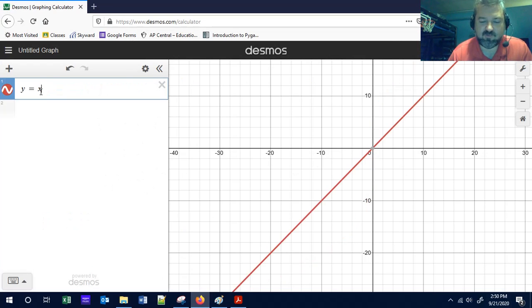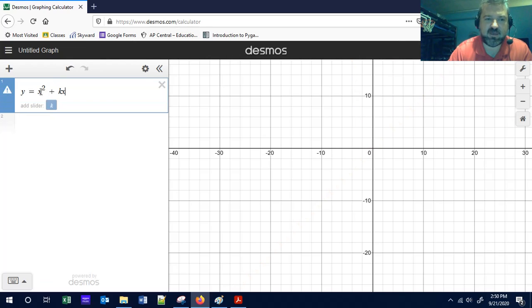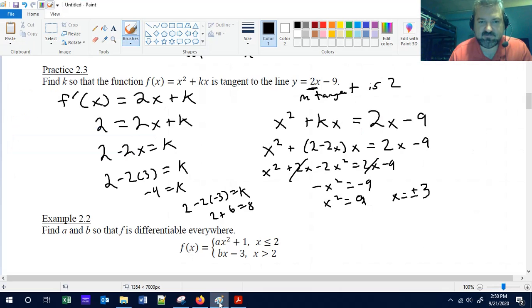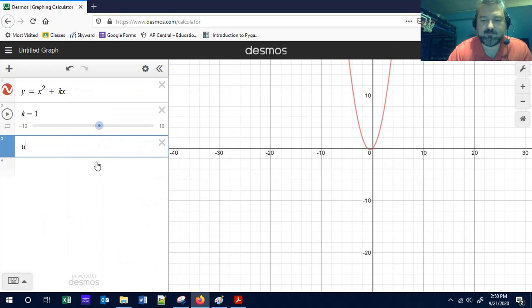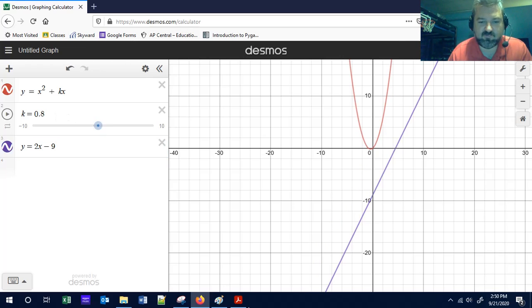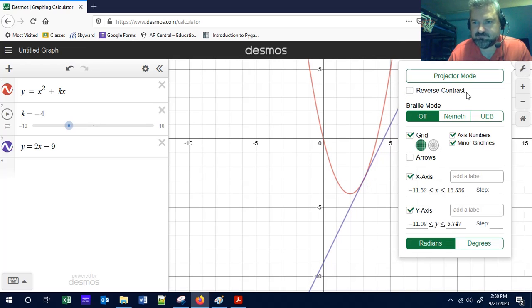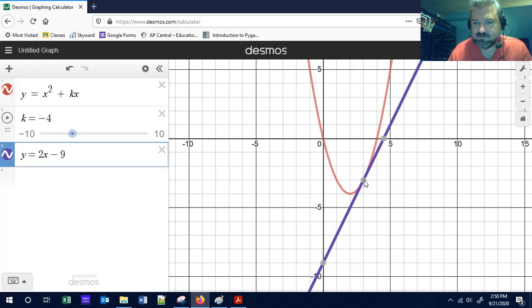So let's take a look at the graph and see if we can't figure something out. So we have x squared plus kx, and it lets me add a slider. So I'll add a slider. And then we've got, what's the other equation? y equals 2x minus 9. Alright, so one of the values we found was k equals negative 4. So let's slide k down to negative 4. And we should see it start to get closer and closer to that line, and then eventually be tangent to it, right? Let me make that a little bit bigger. There we go. And so you can see they intersect right there at 3, negative 3, and they're clearly tangent.